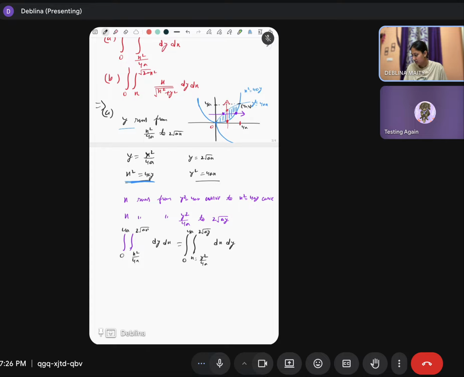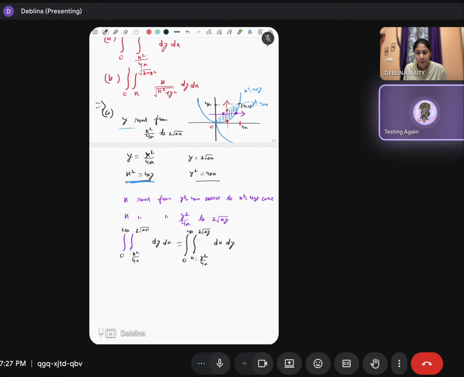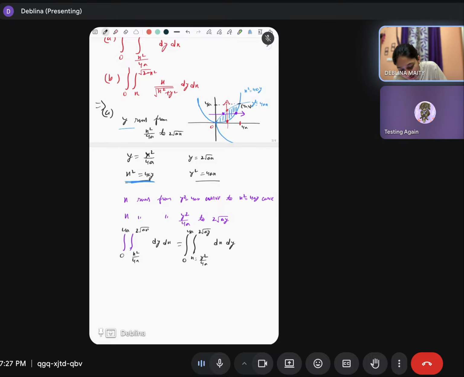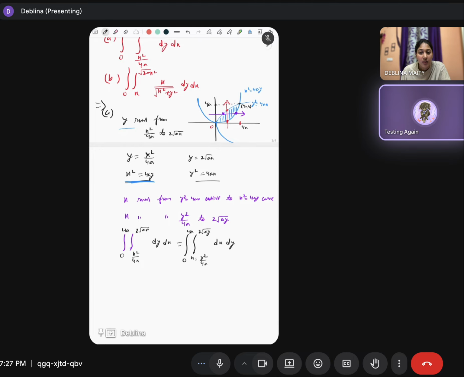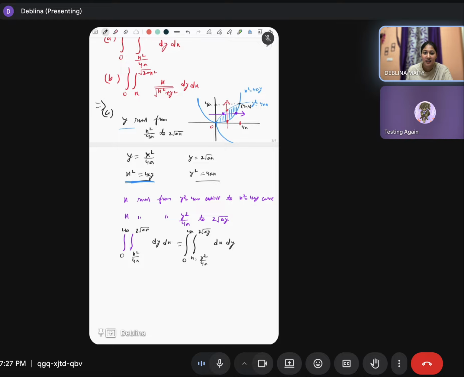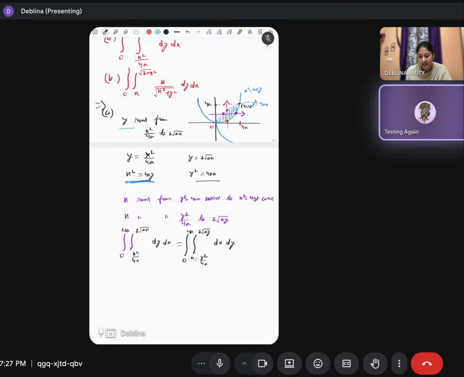You said it is due to symmetry about the line y equals x? No, this point is the intersection point of these two. I'm asking a question: if we draw the line y equals x and rotate about it, if the area remains the same, we can do this change without working it out, if the curves are symmetric. But here it is a different curve.